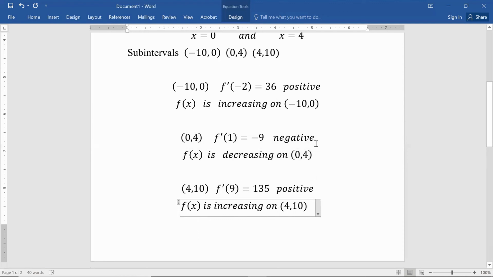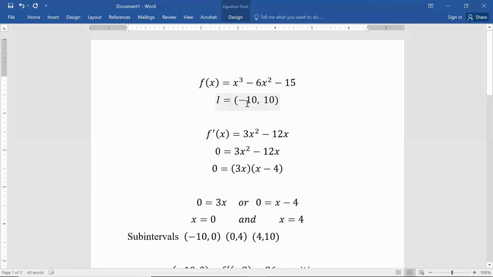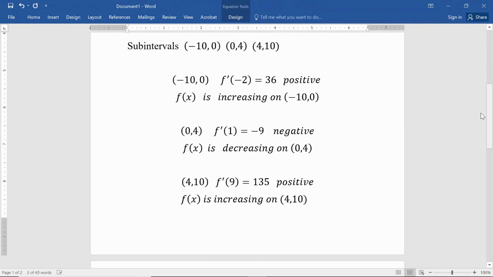So we know now that my original function increases between negative 10 and 0, then decreases between 0 and 4, then increases again between 4 and 10. And that all happens within the bigger interval between negative 10 and positive 10. So that's how you deal with knowing where my function is increasing and where my function is decreasing.